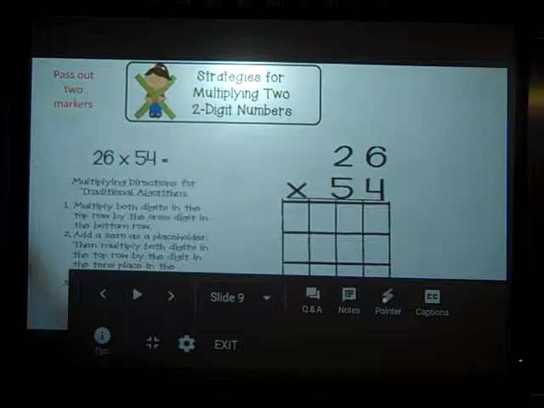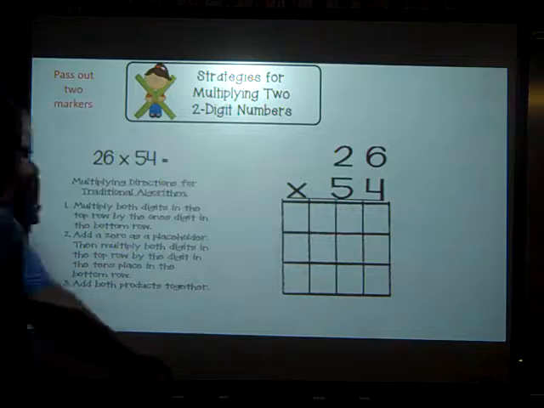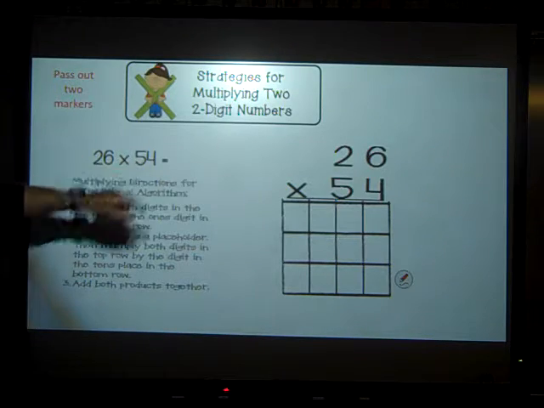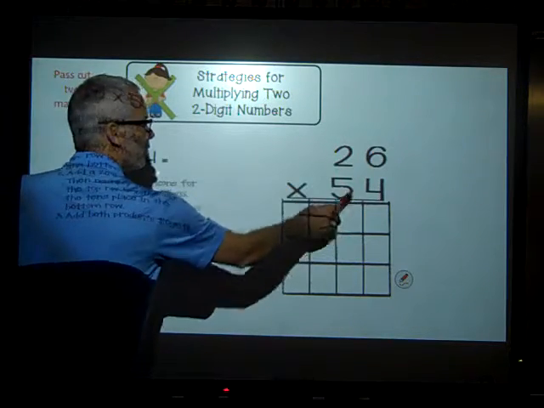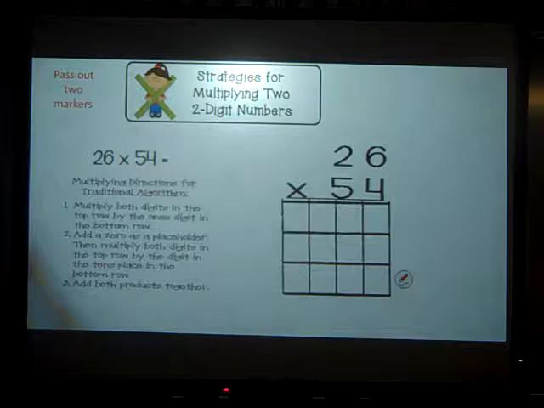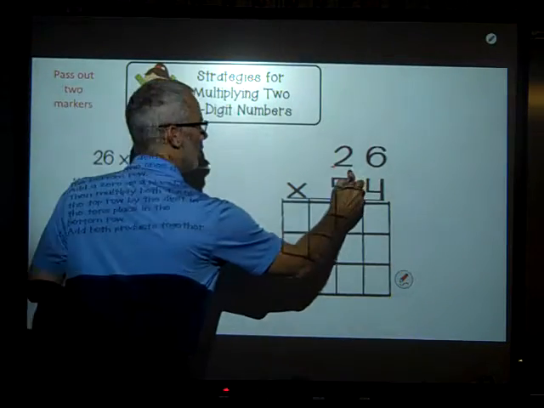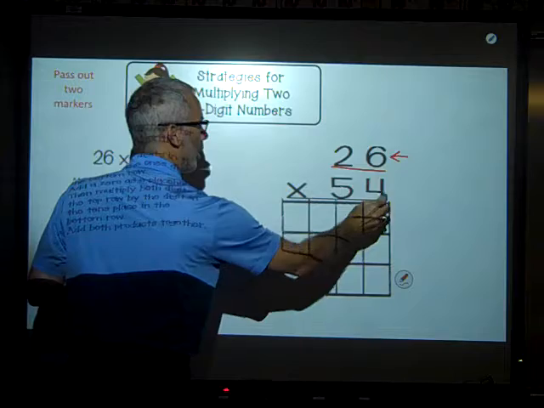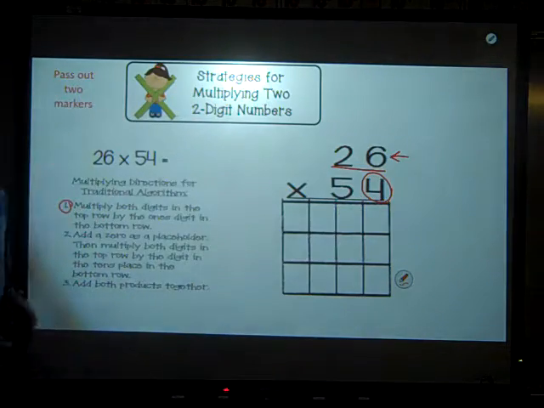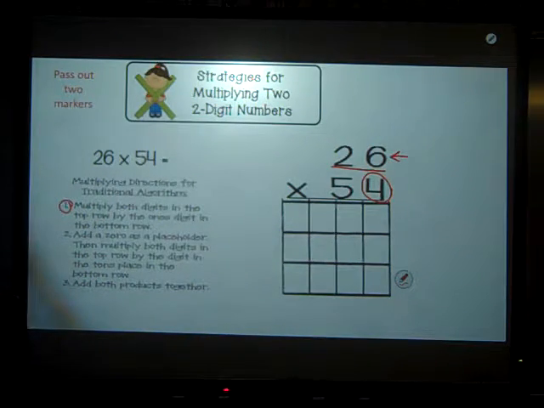So here are the steps. You have this purple page in your notes, and we're going to go through the steps of this, all right? So the question says 26 times 54. Notice I have 2 digits times 2 digits, right? Okay, so step number 1 says multiply both digits in the top row by the ones digit in the bottom row. So let's say that again. Multiply both digits in the top row by the ones digit in the bottom row. Isn't that a lot like what we did yesterday? That's exactly what we did yesterday, right? So let's go ahead and work that out.